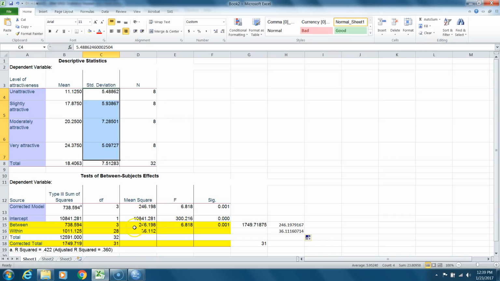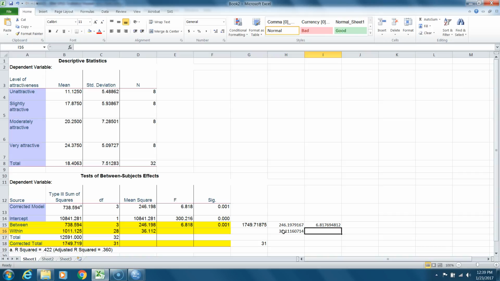If we take the numerator of the between group source of variance and our denominator is within, I'll go ahead and do that right here, on the data that we just created. We take 246 and divide it by 36. We get 6.8. That is our F value. And we could go look that up on the back of the text.